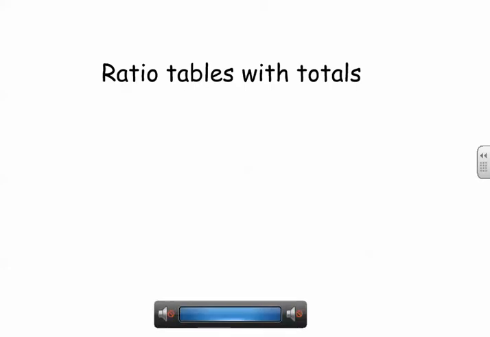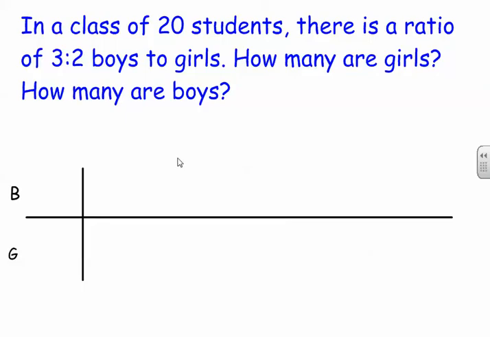All right, guys, we are going to continue with ratio tables, but we're going to add just one little part to it. It's just a different type of ratio table. It's now bringing in the total. So I'm just going to do some examples with you. If you want, you can write them down, or you can just listen, and then you'll have some to do on your own.